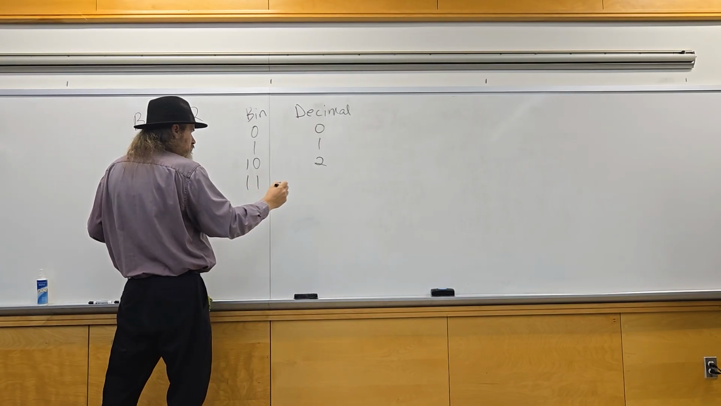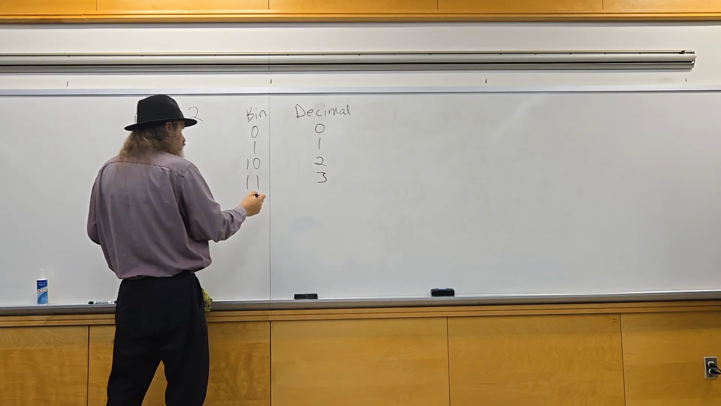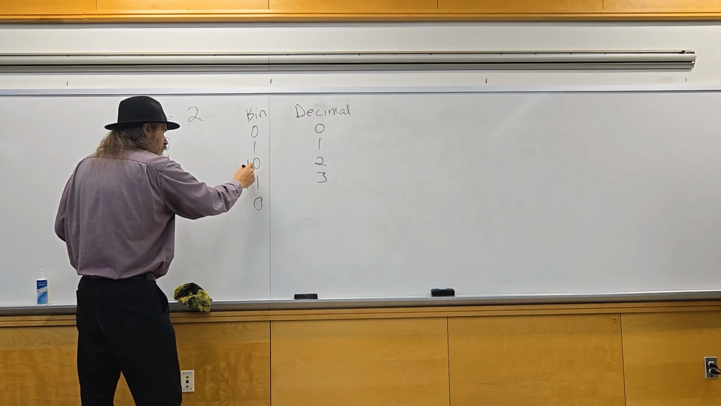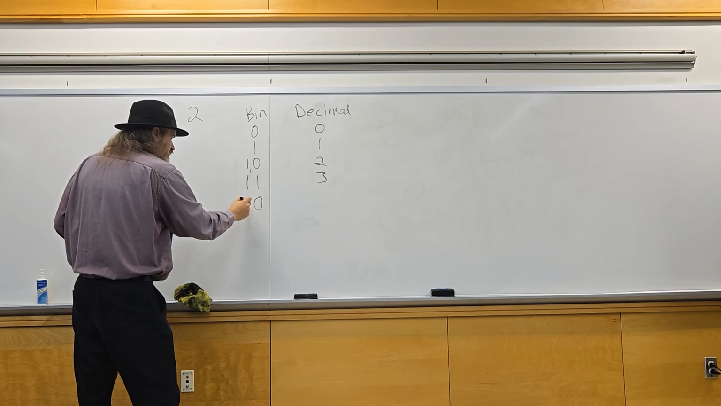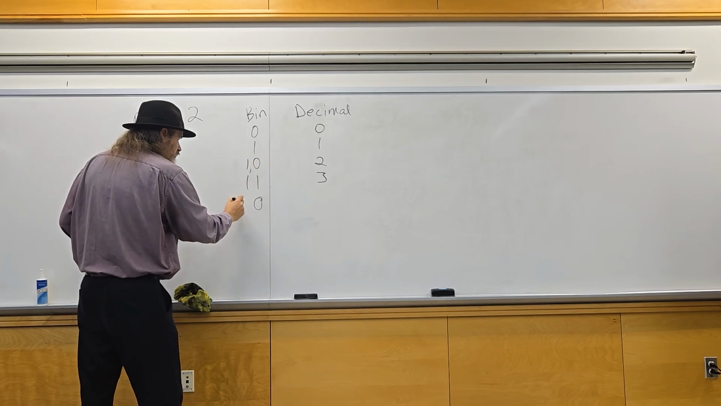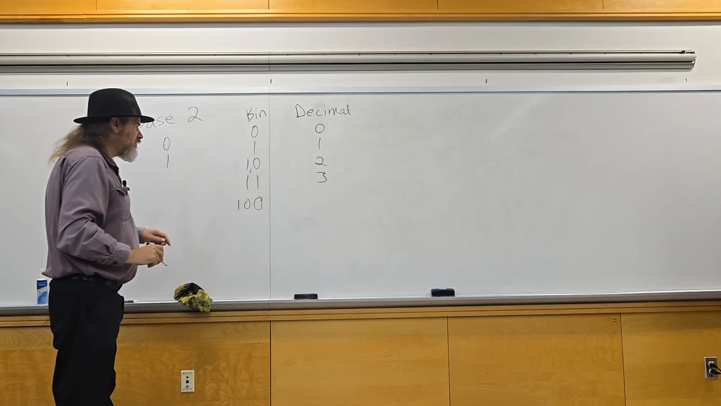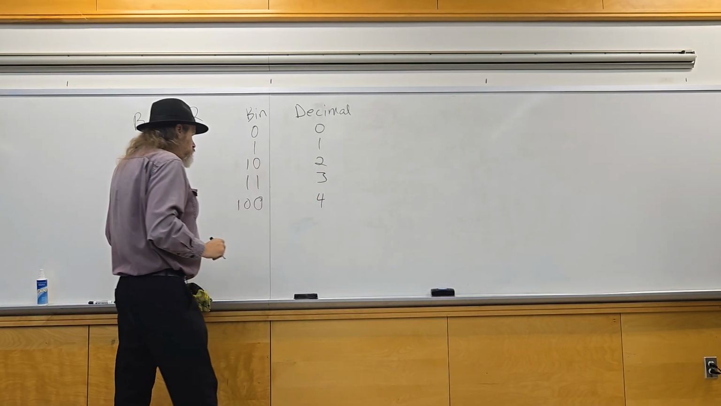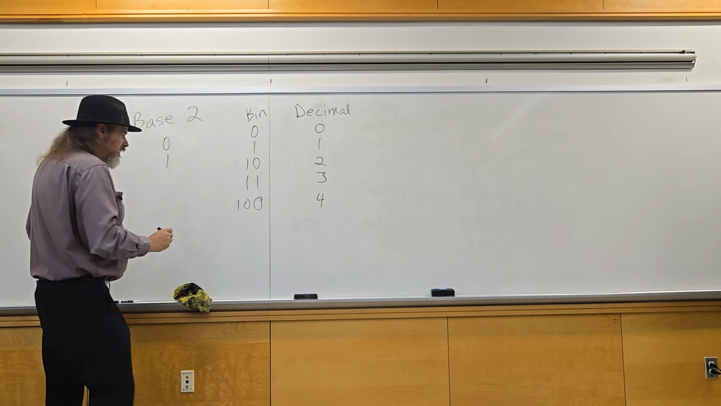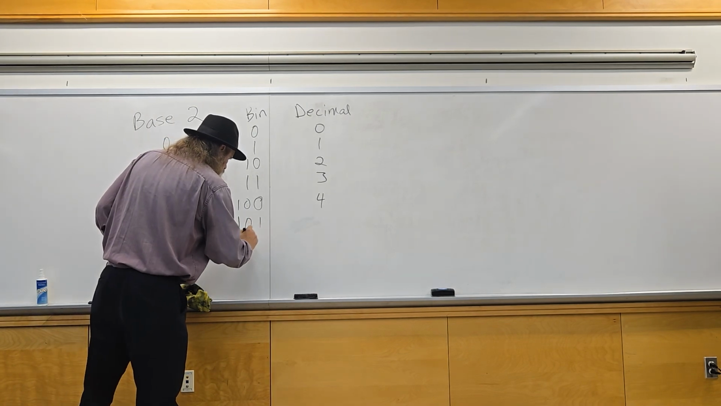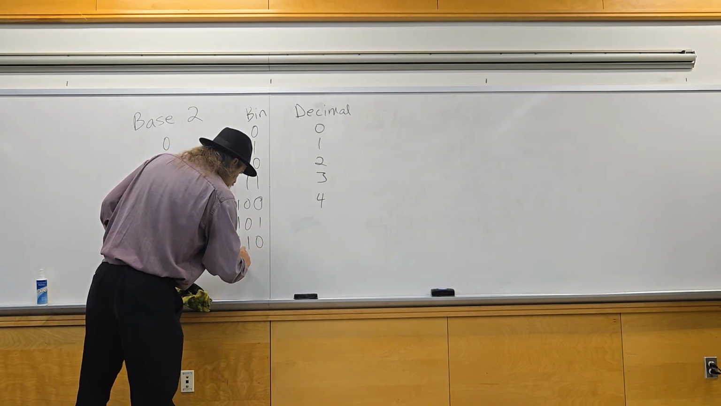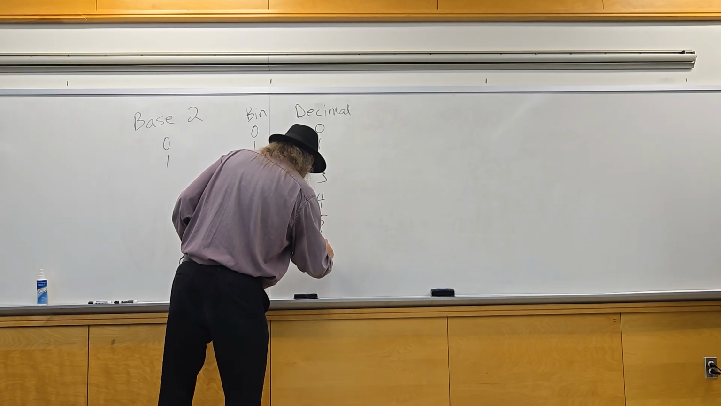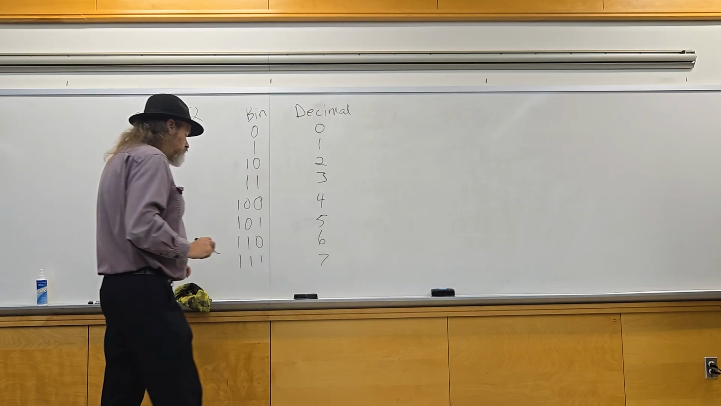add 1 for 3, add 1, rolls over, carries a 1 over. 1 and 1 is 2, but 2 is 1, 0, so 1, 0, 0 is 4. And 1, 0, 1, 1, 1, 0, 1, 1, 1 are 5, 6, and 7 respectively.